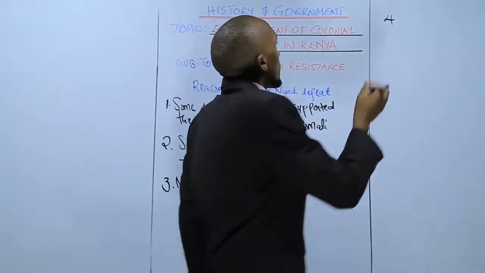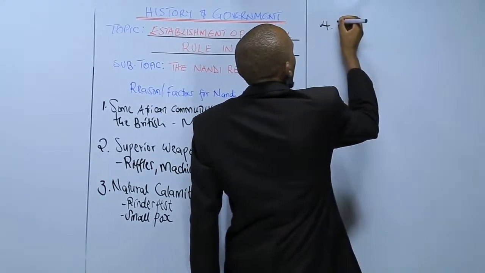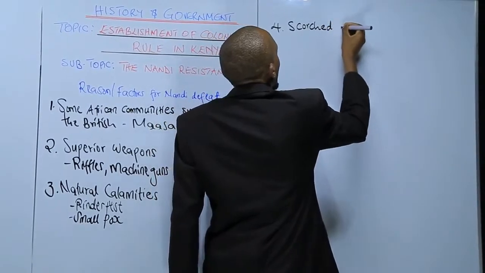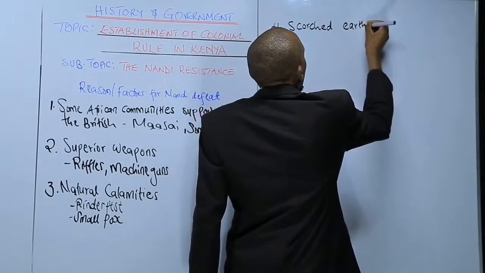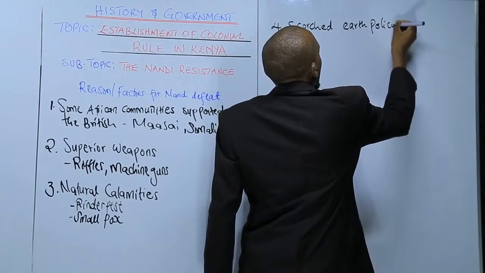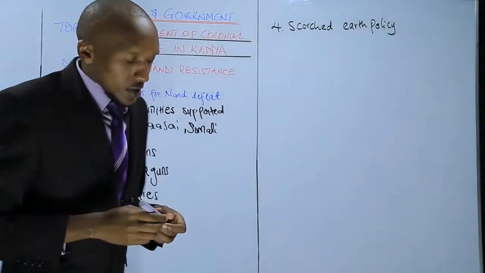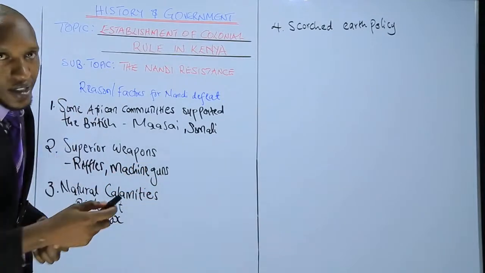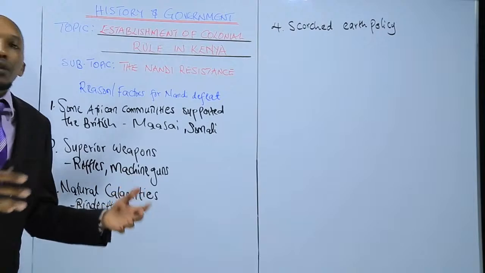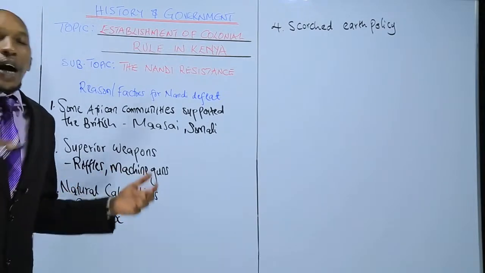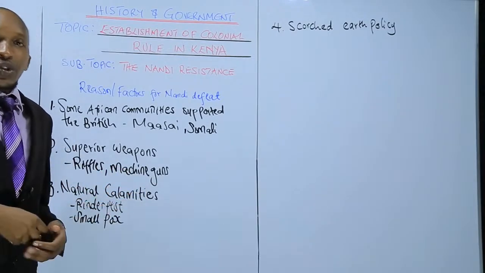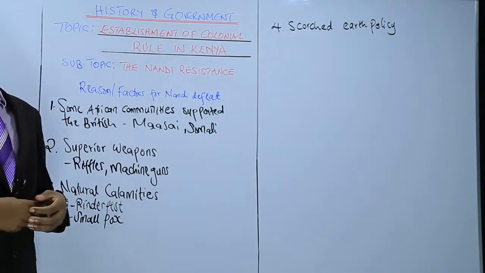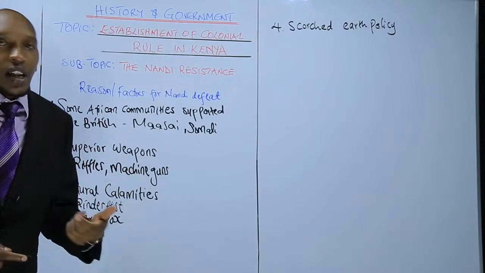Let us take a step further and look at the other factors. Number 4, the next factor, is the British used the scorched earth policy. This involves the British, after they have attacked the Nandi at one place, coming down and burning. They could burn and destroy the crops and the animals that had been left by the Nandi while they were running away. Remember, the Nandi were using guerrilla warfare.